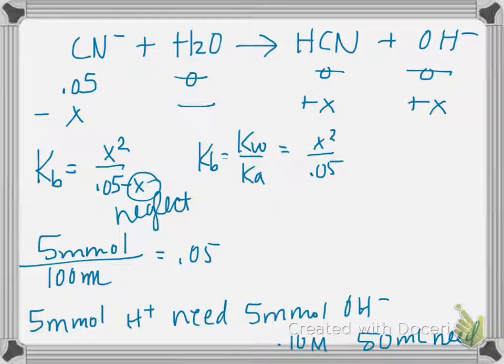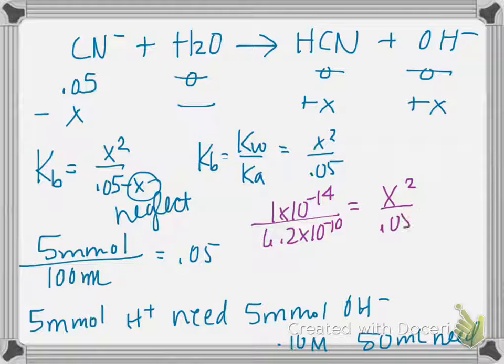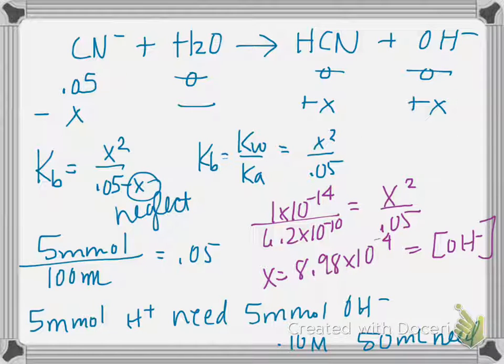Okay, so now that we've done that, let's plug everything in. I'm going to do it in a different color. So I have 1 times 10 to the negative 14 over 6.2 times 10 to the negative 10, which they gave us, is X squared over 0.05. So when I collect my terms, I'm going to get X is equal to 8.98 times 10 to the negative 4, which is equal to my hydroxide concentration. And then I'm going to take my pOH. It's going to be a negative log of the 8.98, and I'm running out of room, so I'll give you a second to catch up, and then I'm going to do it on another page.